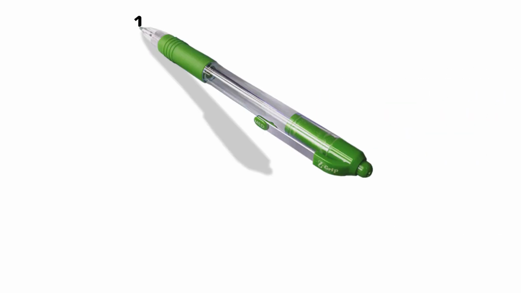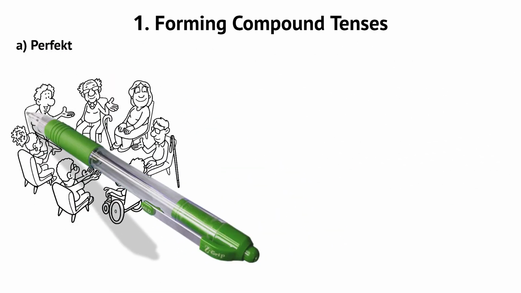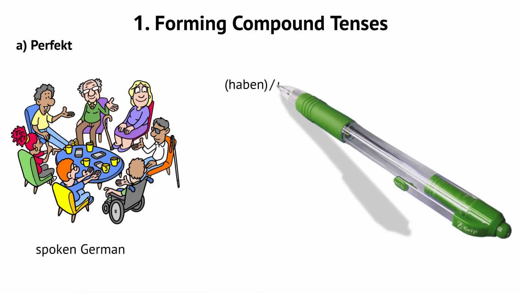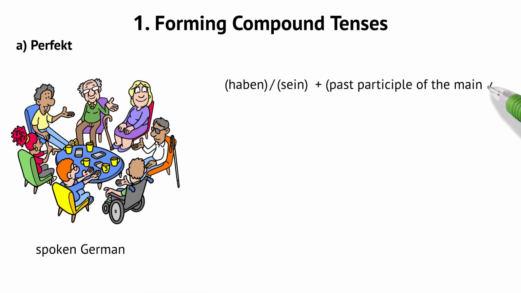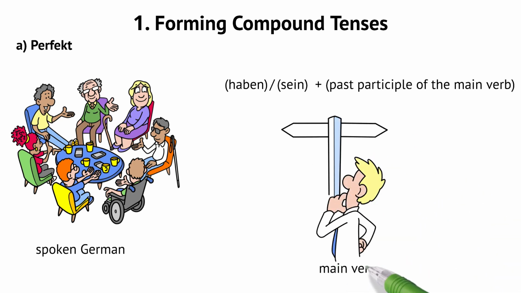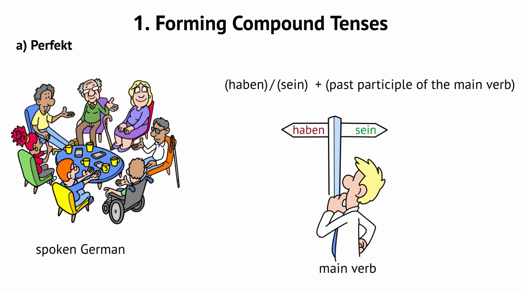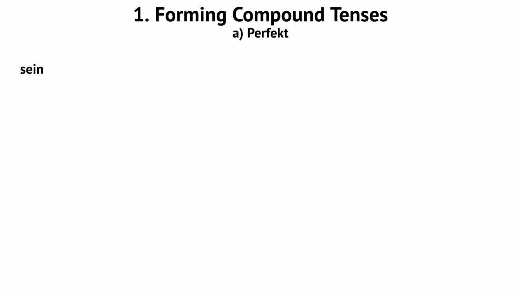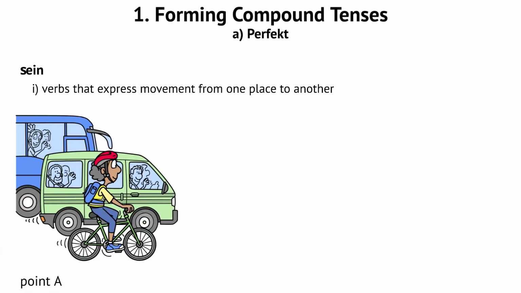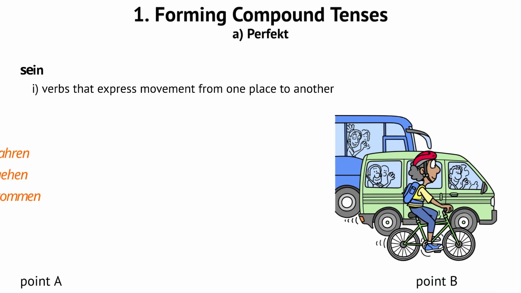We first look at how auxiliary verbs are used to assist in forming the perfect tense. This is the most common past tense in spoken German. It's formed with either haben or sein and the past participle of the main verb. The option to use either haben or sein depends on the main verb. In forming the perfect tense, sein is used with verbs that express movement from one place to another. These are verbs like fahren, gehen, kommen.